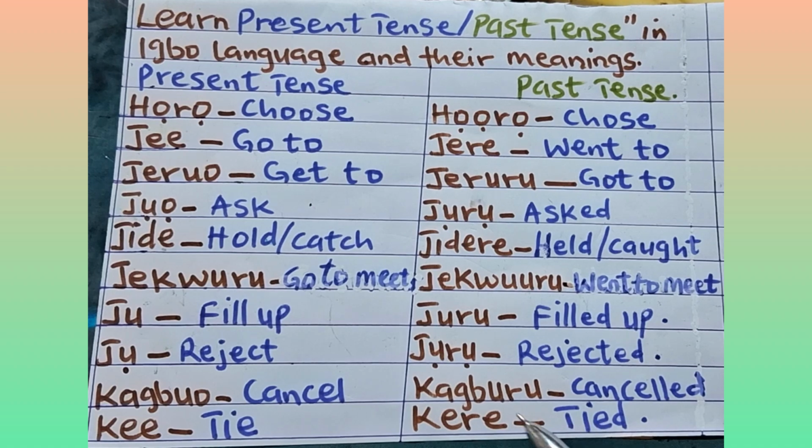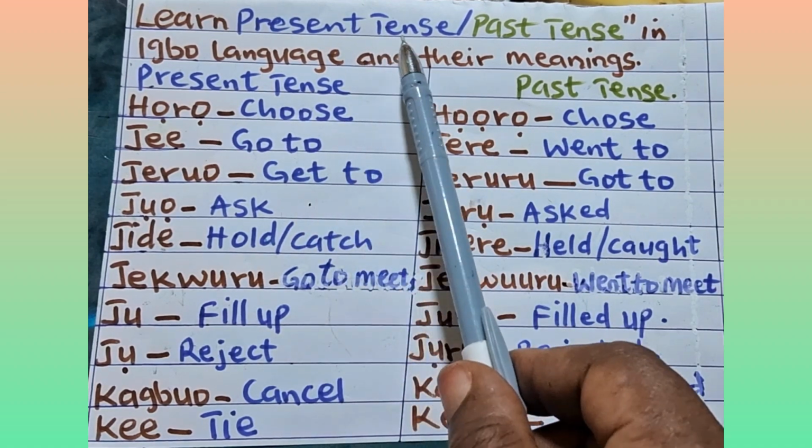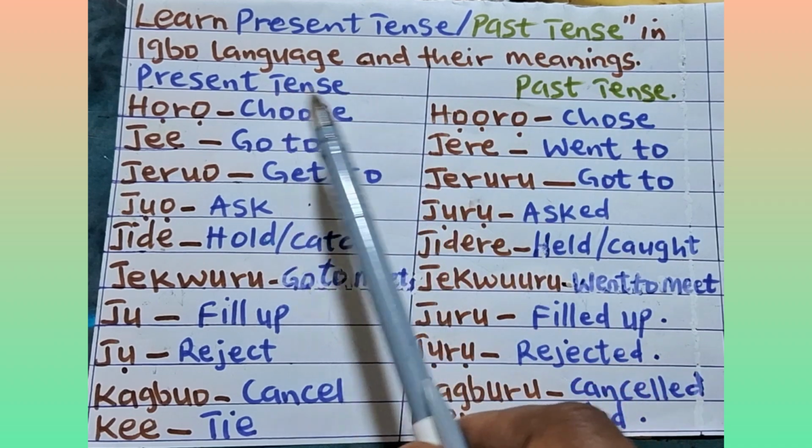Kere, tied. So all these are some of the examples of present tense and the past tense in Igbo language and others.